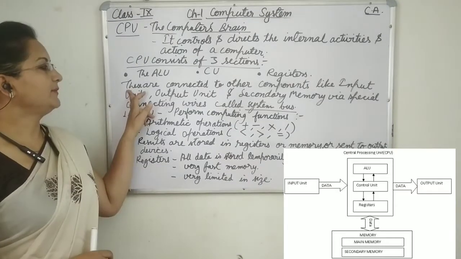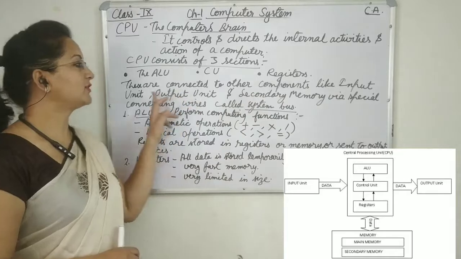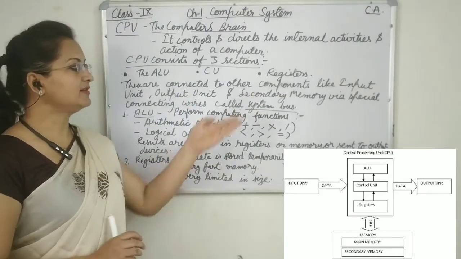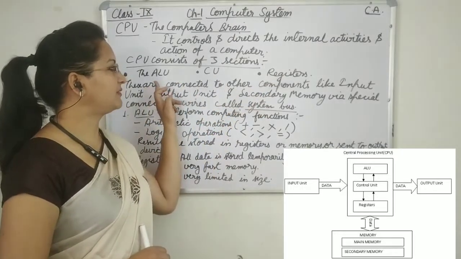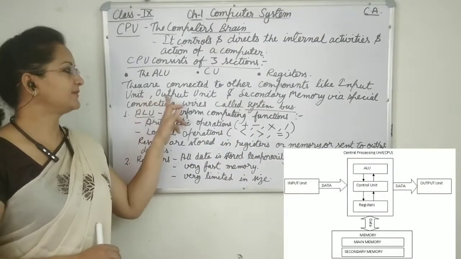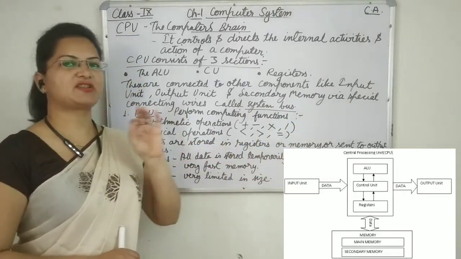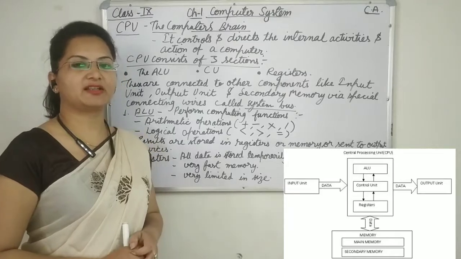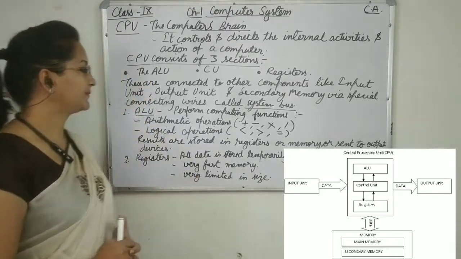registers. So these three sections are actually connected with other components. What are the other components? Input, output and the secondary memory. So these three sections of the CPU are connected to other components like the input unit, that means input devices, output devices and secondary memory with the help of a special wire, and it is known as the system bus. The special connecting wires inside the computer are known as the system bus.